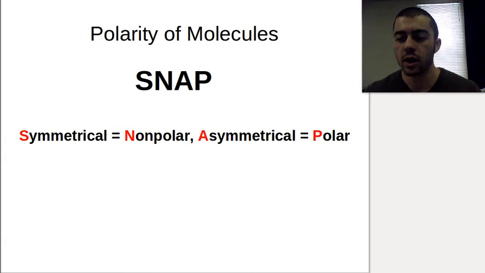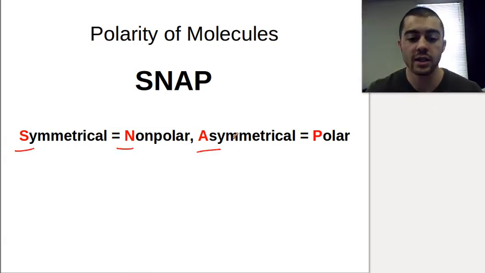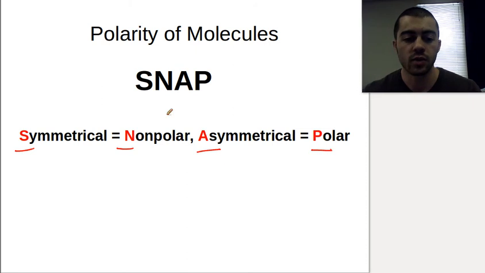If you want a mnemonic to remember the difference between polar and nonpolar, you could think of SNAP. So symmetrical is nonpolar and asymmetrical is polar. That forms SNAP, and that can possibly help you remember the polarity of molecules.